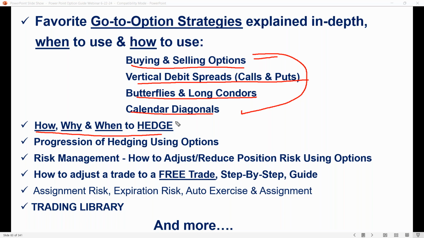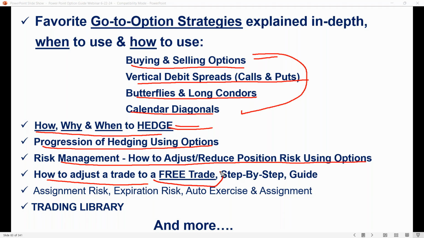How, why, and when, and then also when to use for hedging, which will also take you through what I call the progression of hedging using these options to do that. Risk management, how to adjust, reduce your position risk. Okay, so we'll go through adjustments. So there's a lot in this course that'll be covered. How to adjust your trade to that free trade, like that Exxon trade. So that's what we're looking at, the steps that we're looking for in that.